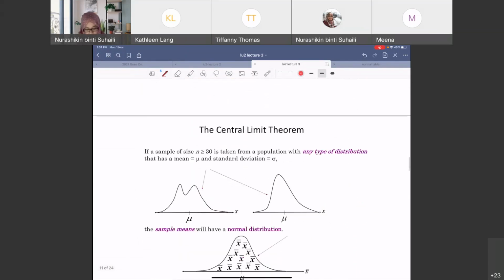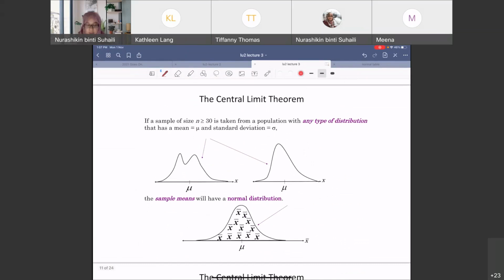Now let's move to the central limit theorem. This is another subtopic. Normally the question will combine sampling distribution and the central limit theorem, so we'll have a look at the question at the end. We cover this one first. So the central limit theorem, what is this?